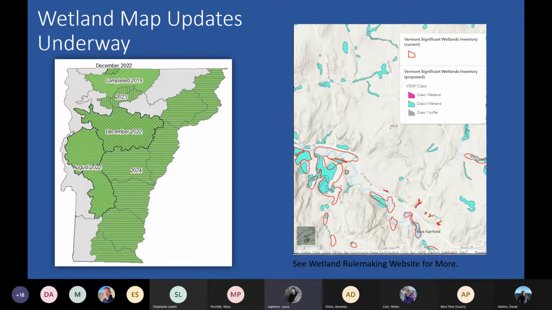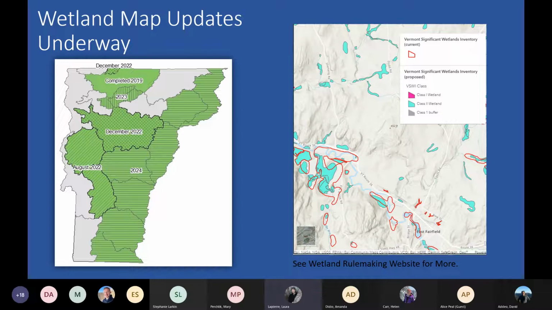This piece we are really excited about. Our wetland maps are in need of a lot of help, and we've received monies to finish the entire state. This slide just shows those areas that we already know when we're anticipating the work to be finished. So the gray areas are going to be updated.